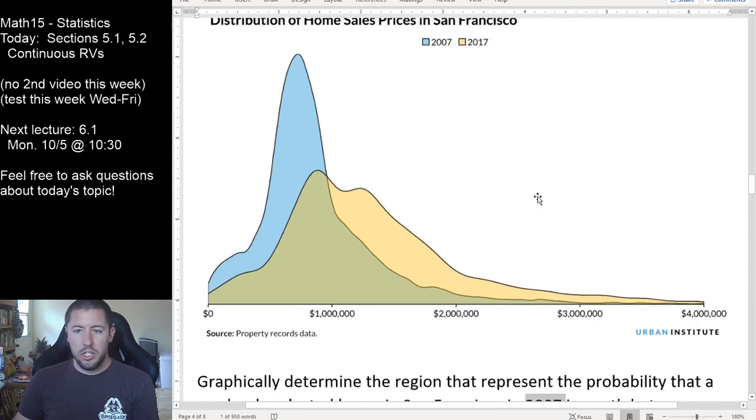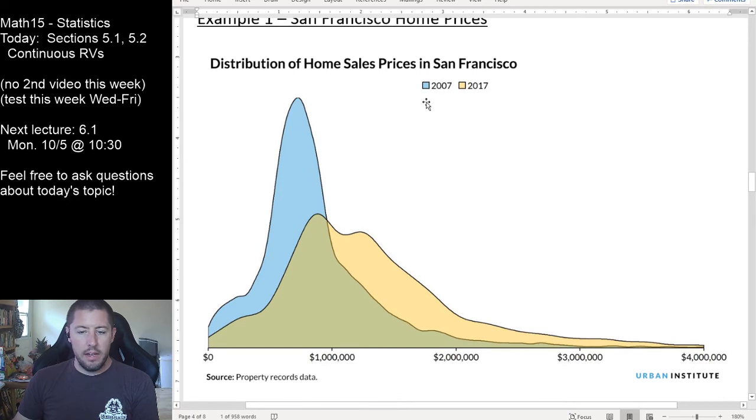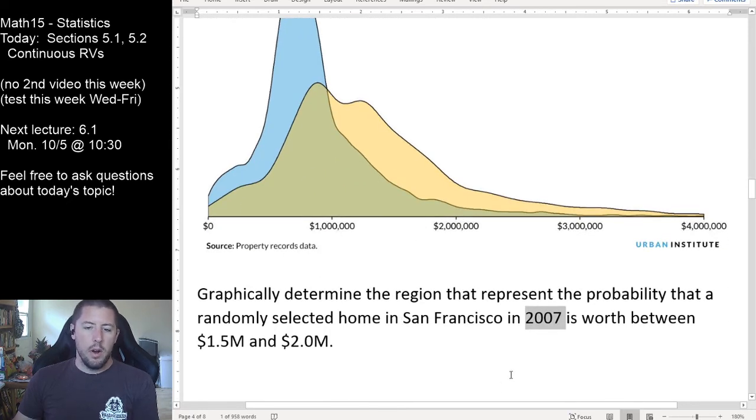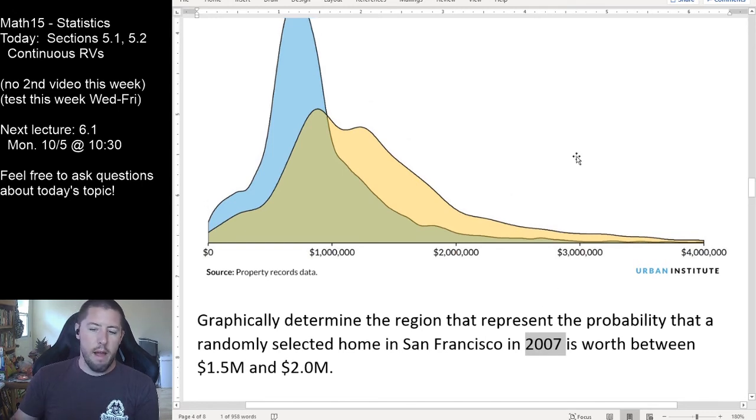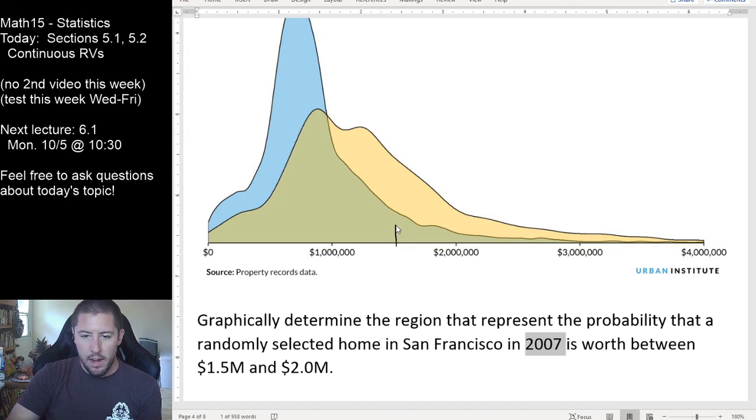So back to our question here. We identified that 2007 is our blue curve. So I'm looking at the blue curve for our question here. And I want to just represent on the graph, where do we see the region that represents the probability that our selected home in San Francisco is worth between 1.5 and 2 million. So I'm just going to come over to where I see my 1.5 amount right here. I know I'm on my blue graph, so I'm only going to indicate this on the blue parts. And on the blue graph right here, I could indicate my region of interest.